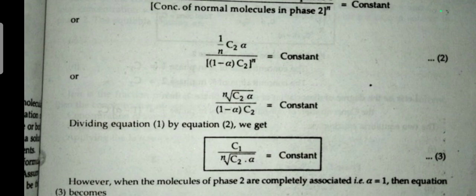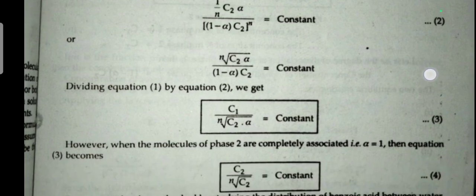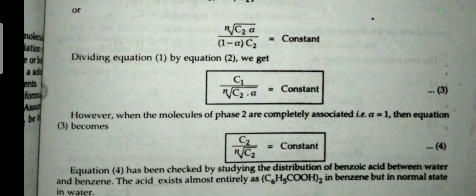However, when the molecules in phase 2 are completely associated, that is alpha is equal to 1, then the equation becomes C1 upon C2 raised to power 1 by n is equal to constant. Equation 4 has been checked by studying the distribution of benzoic acid between water and benzene. The acid exists almost entirely as dimer in benzene but in normal state in water.